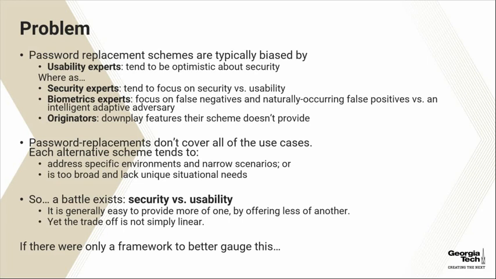Whereas biometric experts are kind of in their own pocket on their edge cases, and they focus on false negatives, naturally occurring false positives, and really they try to develop intelligent, adaptive adversary ways and how those things can be mitigated. Password replacement originators downplay features that their scheme doesn't provide. They basically shut it off as, oh well, we don't absolutely have to support that, or that edge case isn't applicable to us. So really, at the end of the day, password replacement schemas don't cover everything.